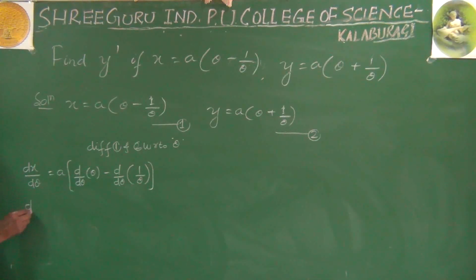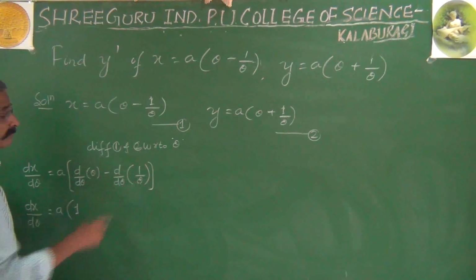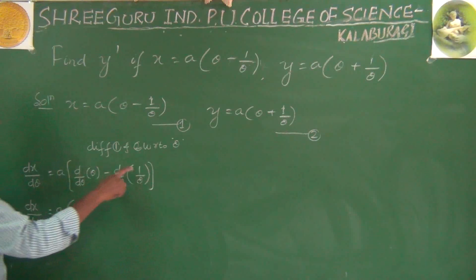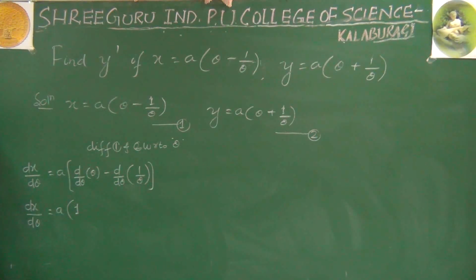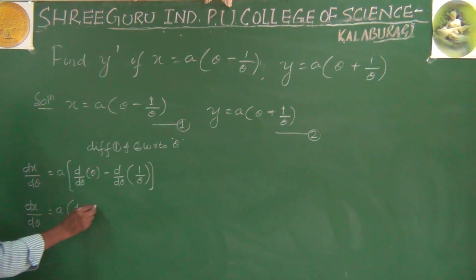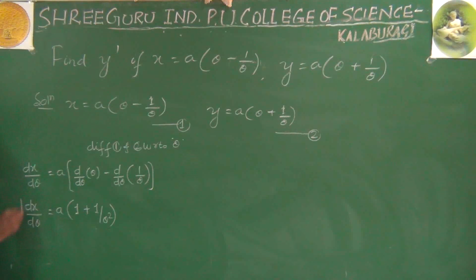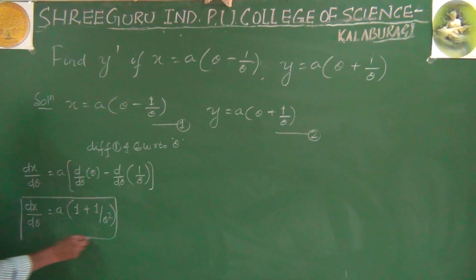Or dx by d theta equals a into bracket, differentiation of theta with respect to theta is 1. Now differentiation of 1 by theta is just like differentiation of 1 by x. Differentiation of 1 by theta is minus 1 by theta square, total minus of minus plus 1 divided by theta square. This is the value for dx by d theta.